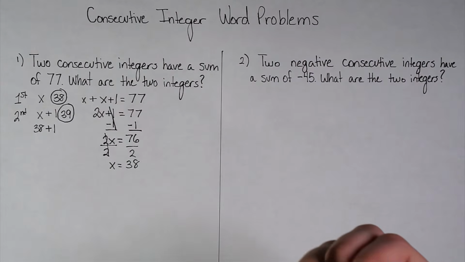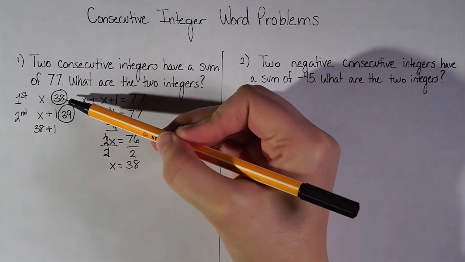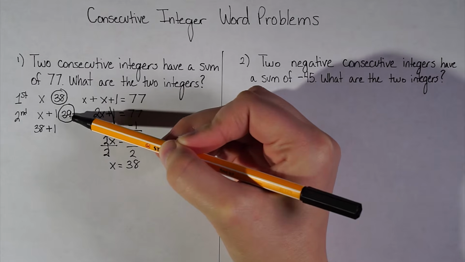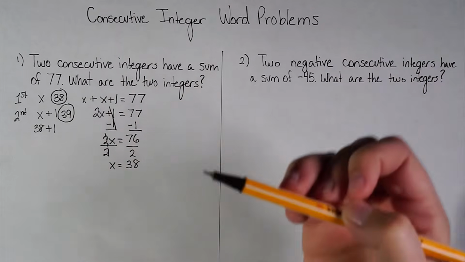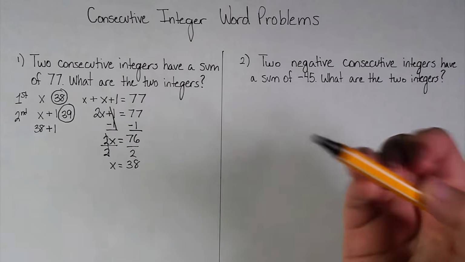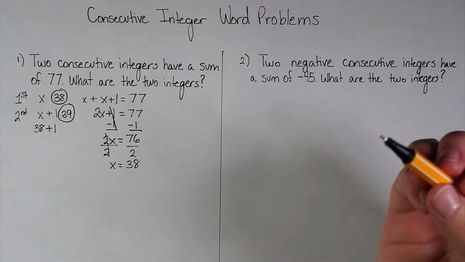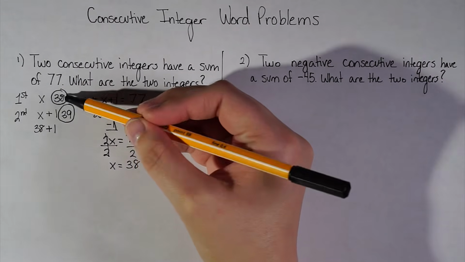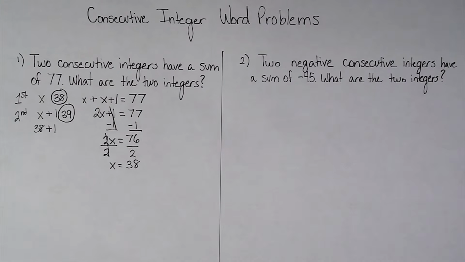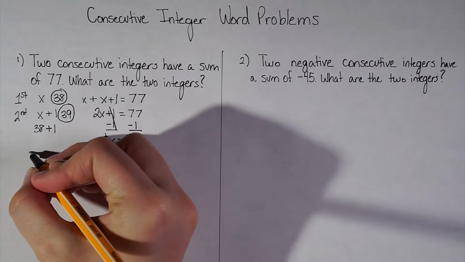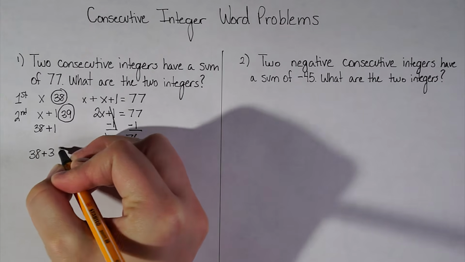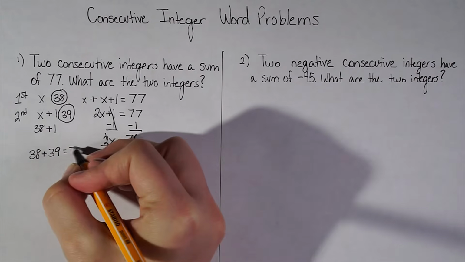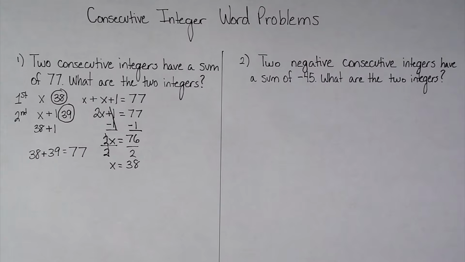Now I just want to double check myself. I would want to make sure that these 2 are in fact consecutive, that they do go in order, 38, 39. So I'm good. The second way I can check myself is to add these together and make sure that they equal 77. When I put that in the calculator, 38 plus 39 does in fact equal 77. So I can feel good about my work. I know I did it right.